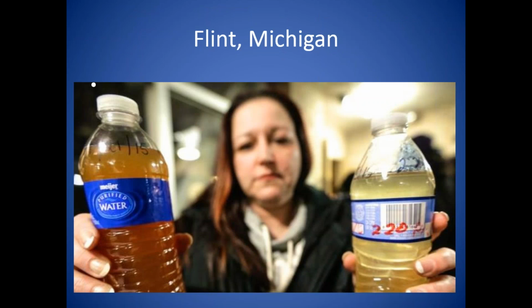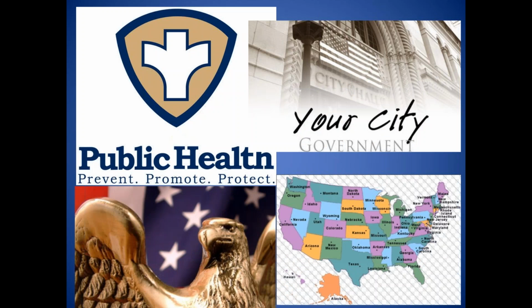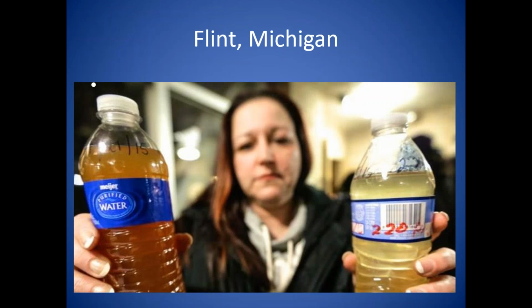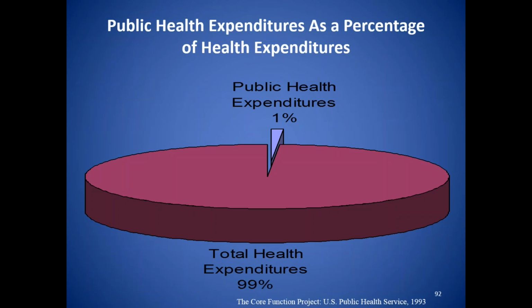We've all watched what happened in Flint, Michigan in regard to responsibilities related to water quality. Obviously, that would be an example related to the prevention, promotion, and protection.